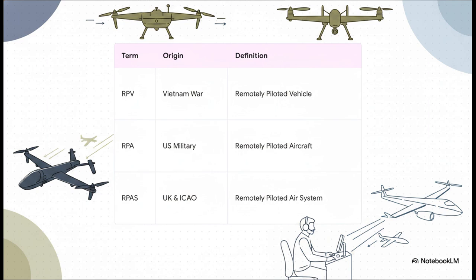You know, history heavily shapes our language. Back in the Vietnam War era, they were called RPVs, or remotely piloted vehicles. Later on, the U.S. military shifted to RPA, remotely piloted aircraft, to explicitly include the pilot in the terminology. And today, the UK and the International Civil Aviation Organization use RPAS, remotely piloted air system. Why the change? Because regulators absolutely want to emphasize the man in the loop. Even if the aircraft is literally miles away, there is always a human responsible for it.